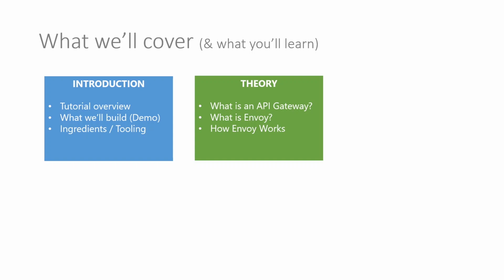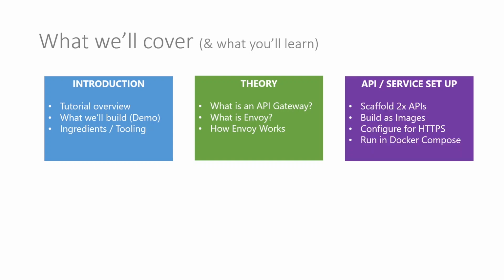So we'll look at what is an API gateway, why you would use one, what the pattern looks like, what an alternative may be to it. We'll then specifically look at what Envoy is, and then we will look at how Envoy works at a fairly high level. We'll then come on to the practical build section.